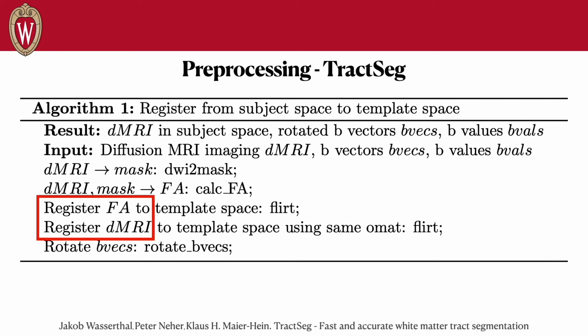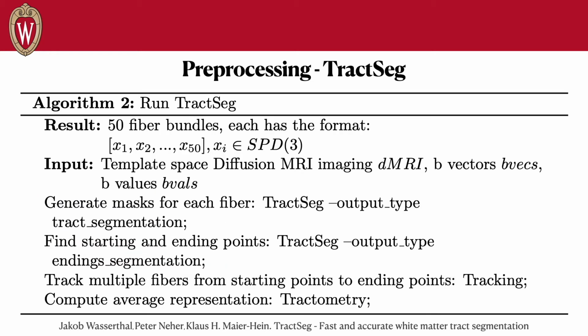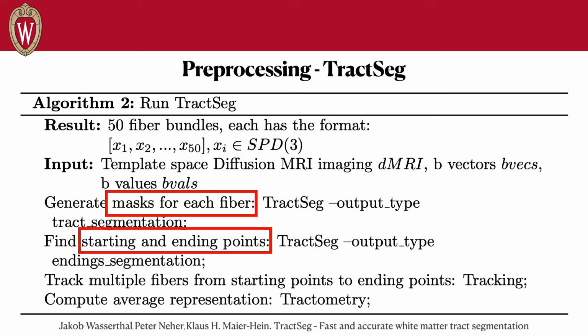We first register all the subjects from subject space to template space. Then apply TractSeg to get the masks for each fiber, then the starting and ending points of them. After this, we use the tracking method to track the fiber bundles from the starting points to the ending points.